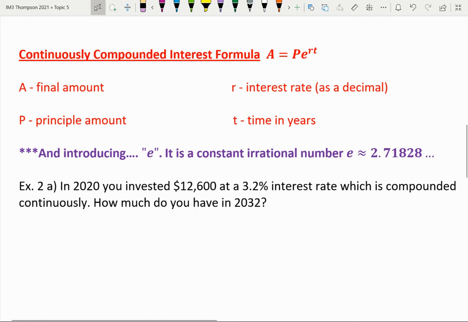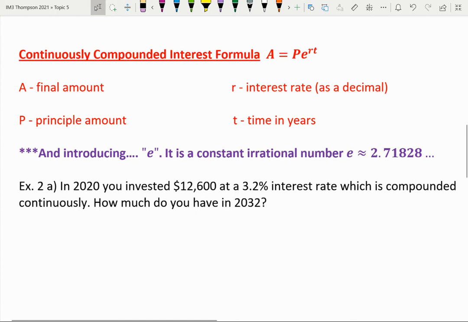So a continuously compounded interest formula, A is equal to P times e to the power of rt. e is not a variable. It does not change. It is a constant. It's always going to remain the same. Other famous irrational constants like pi, right? Pi is a number, has a value. It's always the same, doesn't change. e is a new constant that this is probably the first time you've seen it.